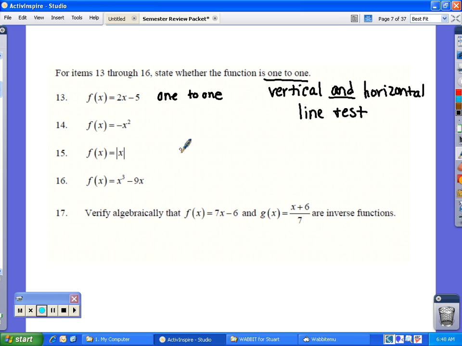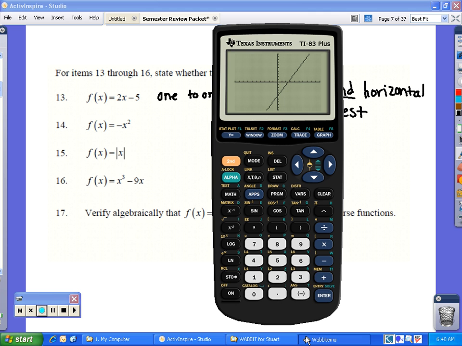Looking at the next one, number 14. Go back to your y equals, and put in negative x squared. When you put in negative x squared, you will see that this is actually a quadratic function. So press graph, and you will see that this is a parabola.